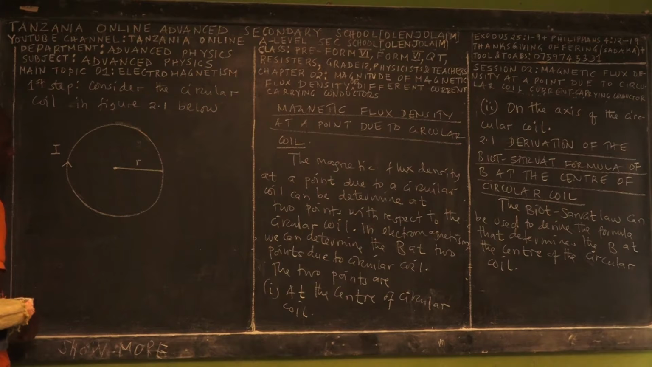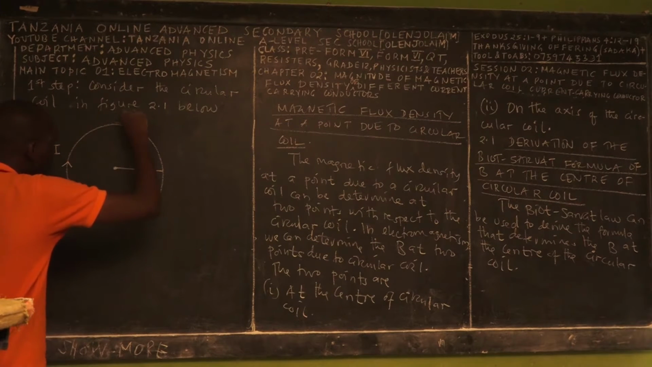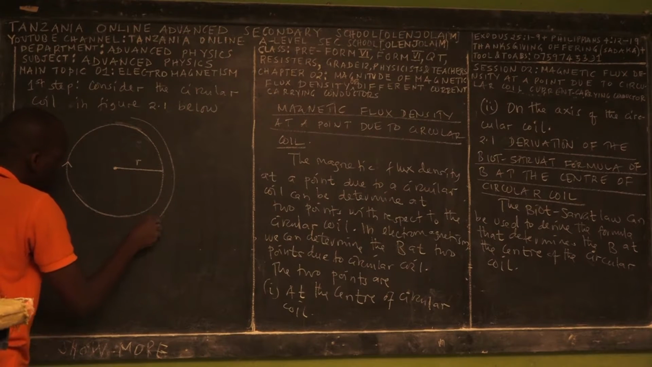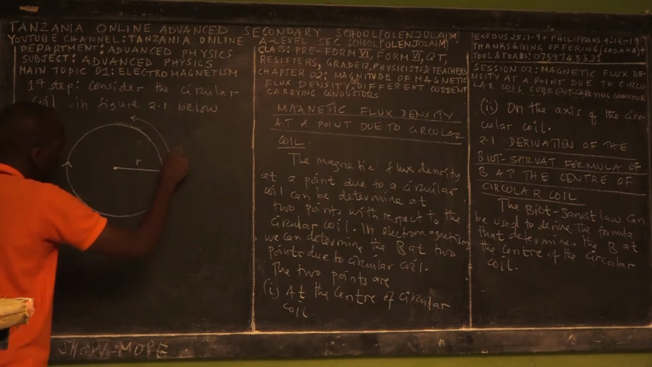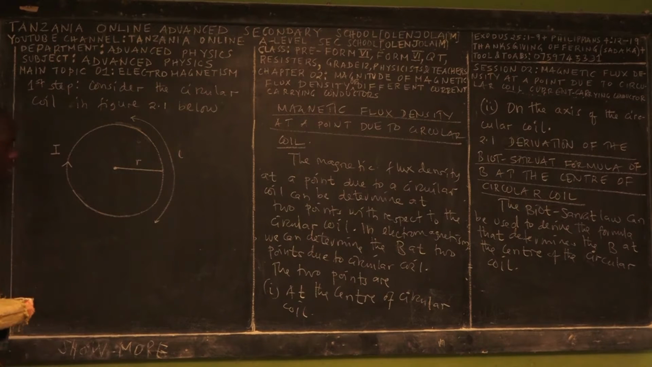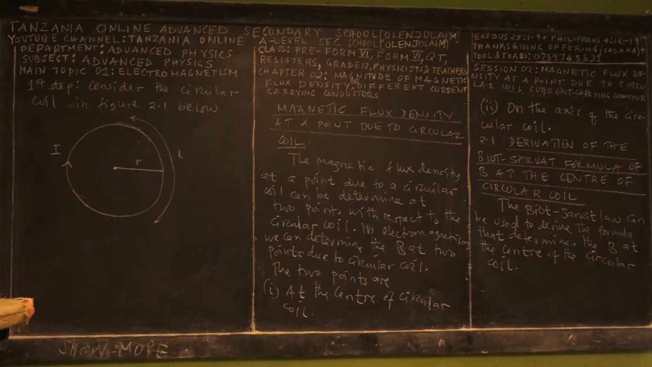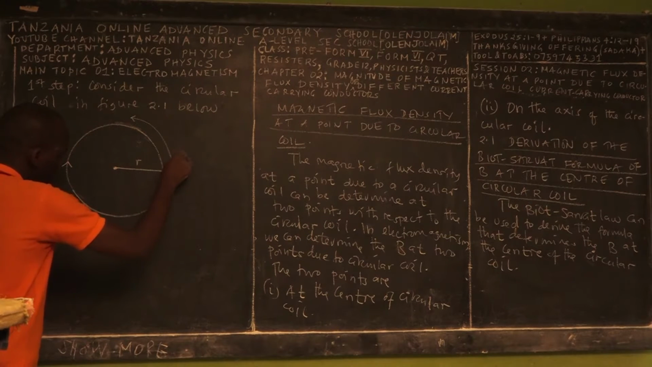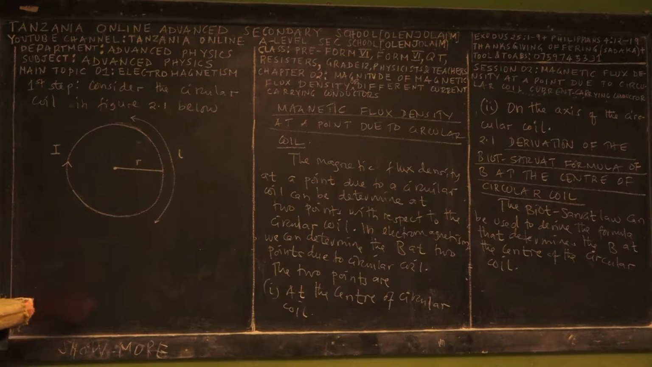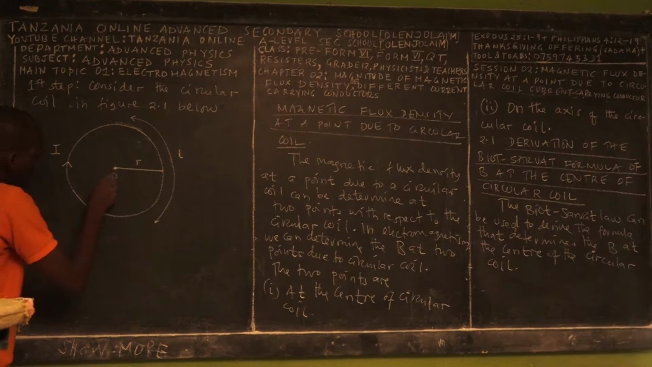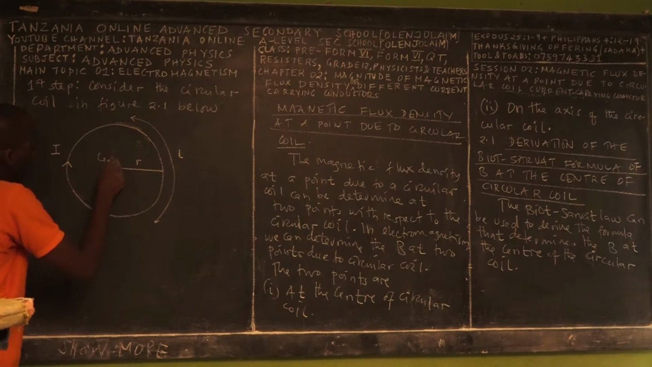If you want to know the length of this circular coil, it will be the circumference. So you can have L, just like this. This is the length L, so this is the circumference. Then we want to find the magnetic flux density at point P, at the center of the circle.